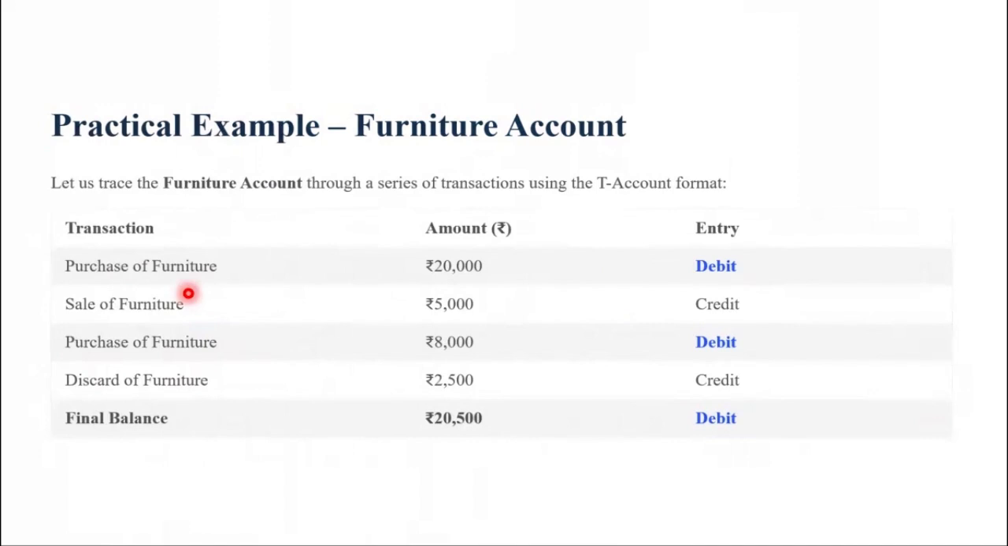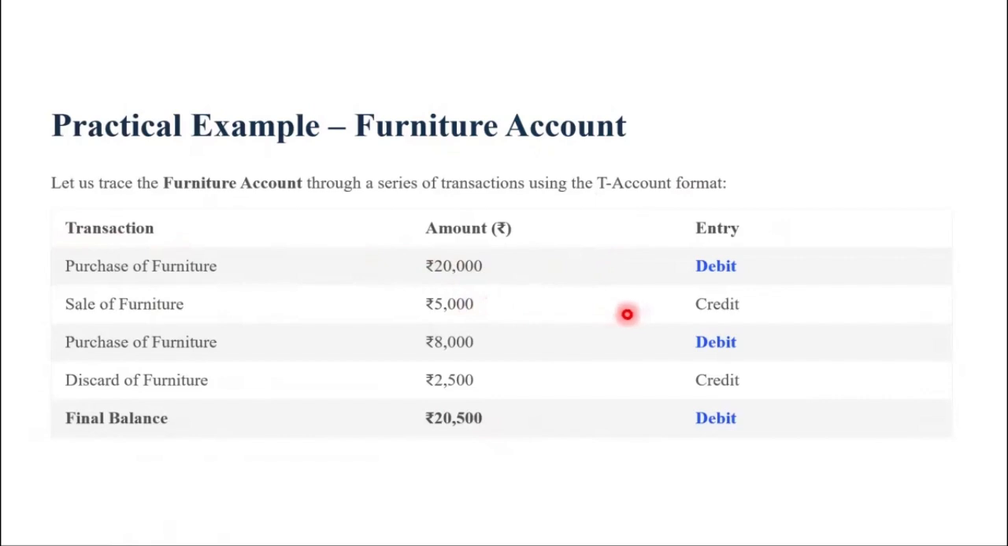Let's walk through a practical exercise to see these rules in motion. Imagine we are maintaining a furniture account. We purchase furniture for rupees 20,000 on the debit side because furniture, an asset, is increased. We sell furniture costing rupees 5,000. So this is a decrease in an asset, and we enter 5,000 on the credit side.